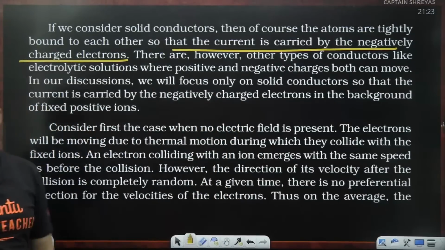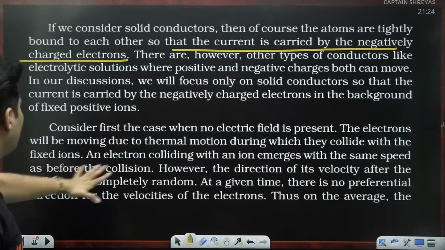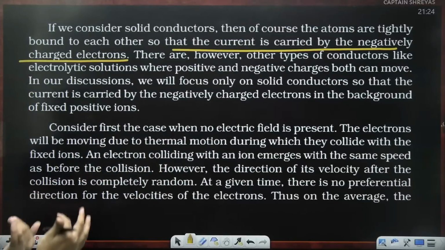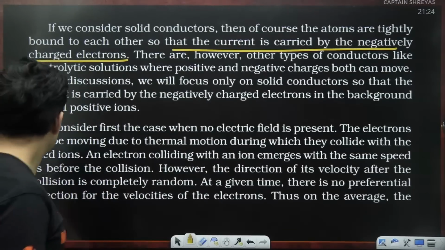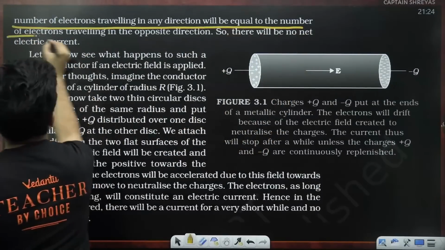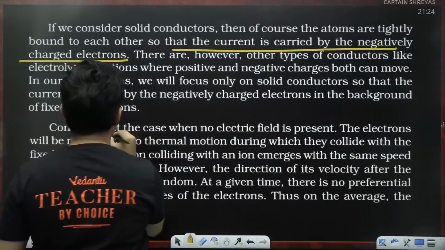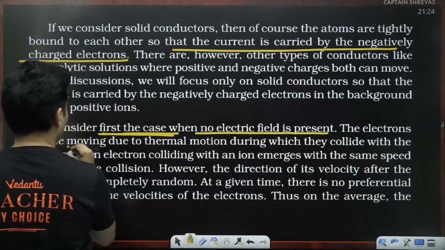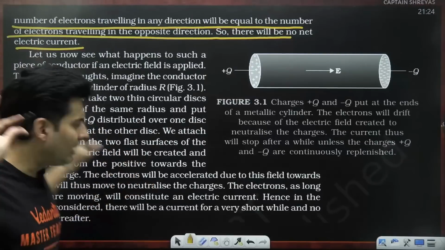Consider the first case when no electric field is present. The electrons will be moving due to thermal motion and will collide with the fixed ions. An electron colliding with an ion emerges with the same speed as before the collision. However, the direction of the velocity is random. At a given time, there is no preferable direction of the velocities. Thus, on average, the number of electrons traveling in any direction will be equal to the number of electrons traveling in the opposite direction. So there will be no net current. This is the first case, when there is no electric field present and they are moving due to the thermal motion, okay. I will just read it and then I'll explain, don't worry.